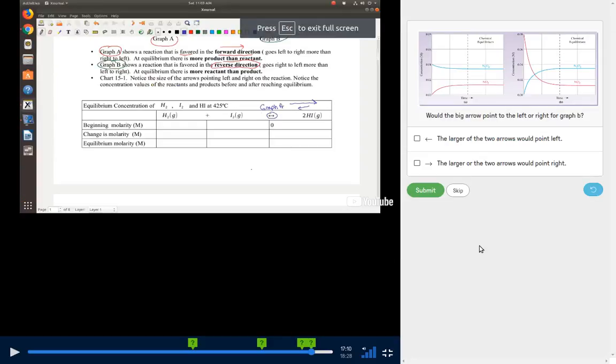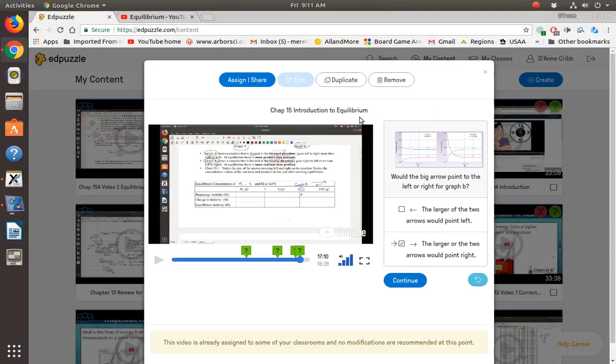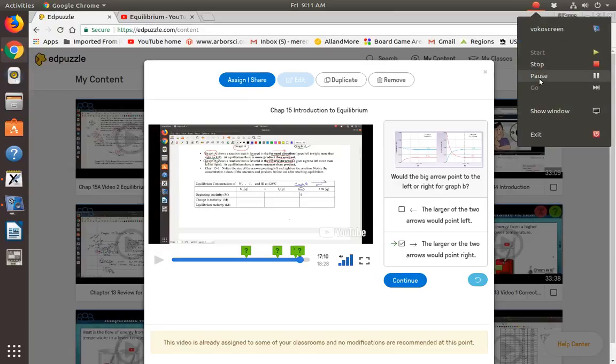Now, this says, what would the big arrow point to, the left or to the right, for graph B? Graph B is favored in the forward direction. The reactants go down, the products go way up. So if it's favored in the forward direction, that's from left to right, the larger of the two arrows would point to the right, just like over here. Ta-da! Okay, good. So that was the end of the questions for this particular Ed puzzle, and now we're going to continue on and look at the other questions on the next puzzle.